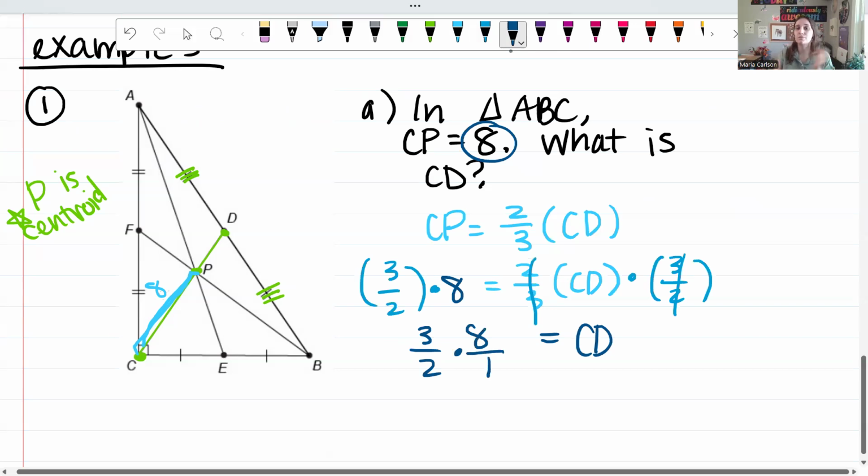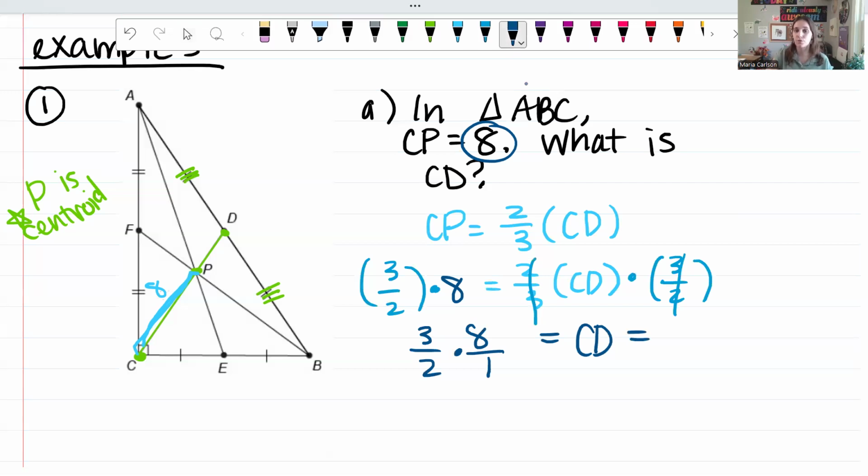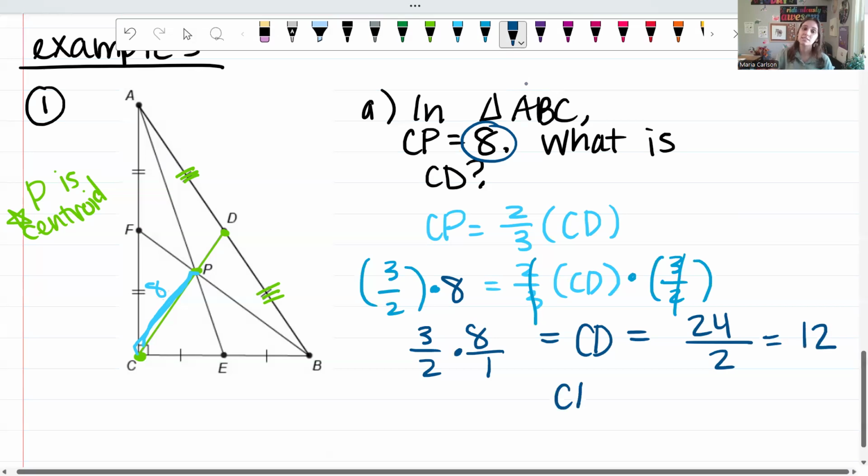So 3 over 2 times 8 over 1 is equal to CD, and simply multiply across the top and across the bottom. 3 times 8 is 24, and 2 times 1 is 2. So I have 24 over 2, which is 12. So the length of CD is 12 units.